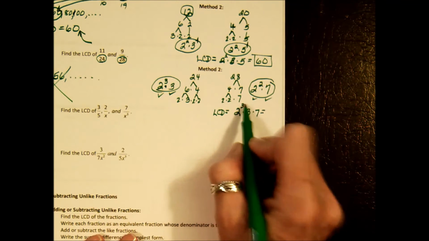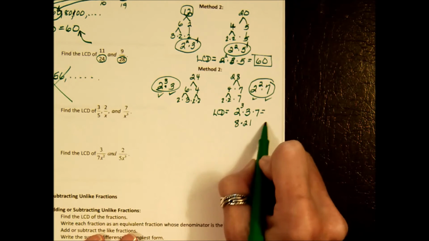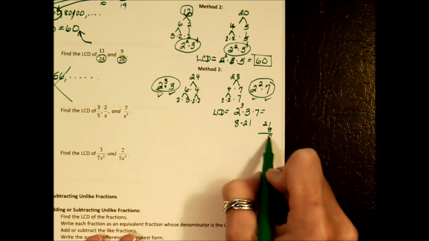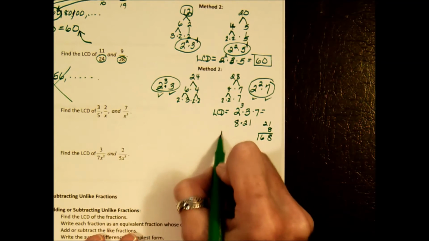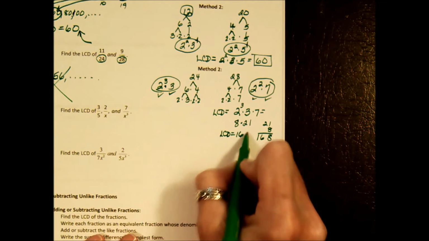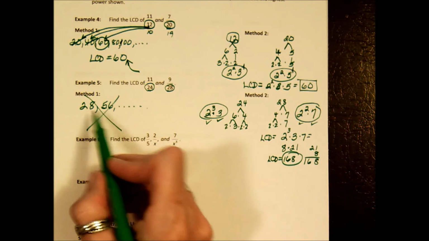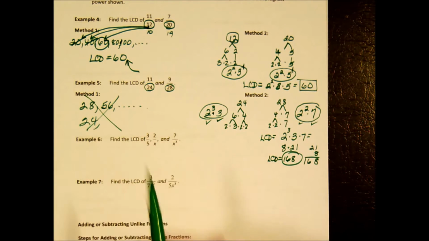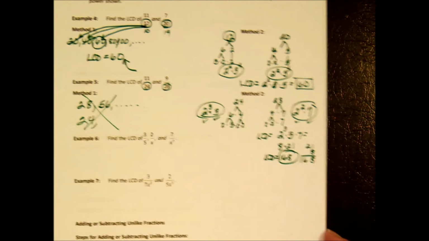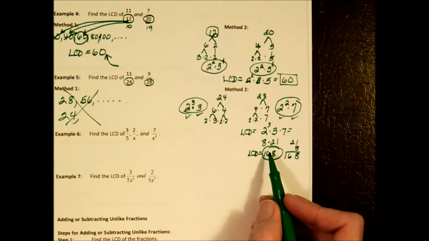So now what I have to do is figure out what that equals. Well, 2 cubed is 8. 3 times 7 is 21. 21 times 8 is 168. So my LCD here is 168. And I would have had a really hard time finding that using method 1, simply because I can't skip count by 24 or by 28. That would have been a very difficult thing. So method 2 here was really the only logical method to use. Your LCD was 168.